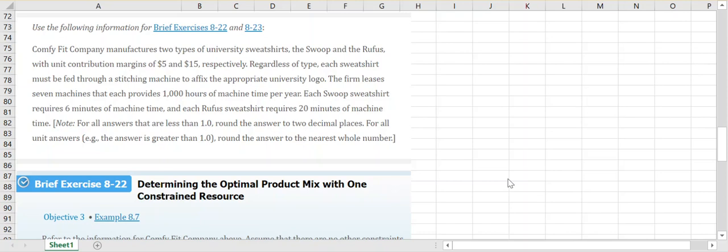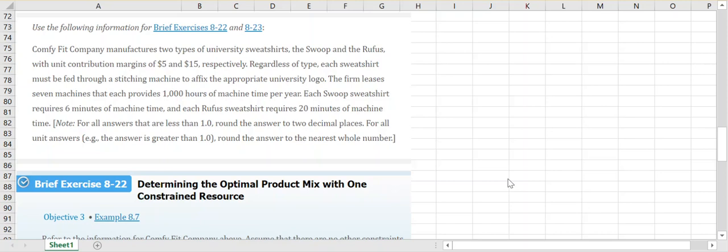In this example video, we're going to look at brief exercises 822 and 823, which are dealing with constrained resources and demands. They tell us that the Comfy Fit company manufactures two types of university sweatshirts, the Swoop and the Rufus. They have unit contribution margins of $5 and $15 respectively. And remember, a contribution margin is the difference between the sales price per unit and the variable cost per unit. Regardless of the type, each sweatshirt must be fed through a stitching machine to affix the appropriate university logo.